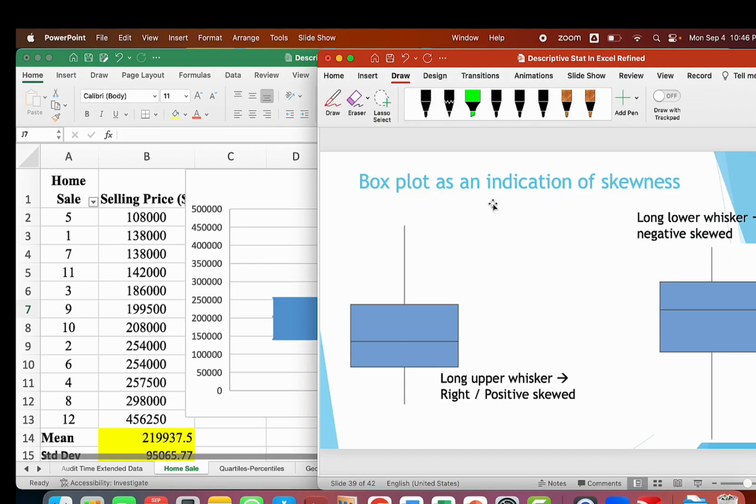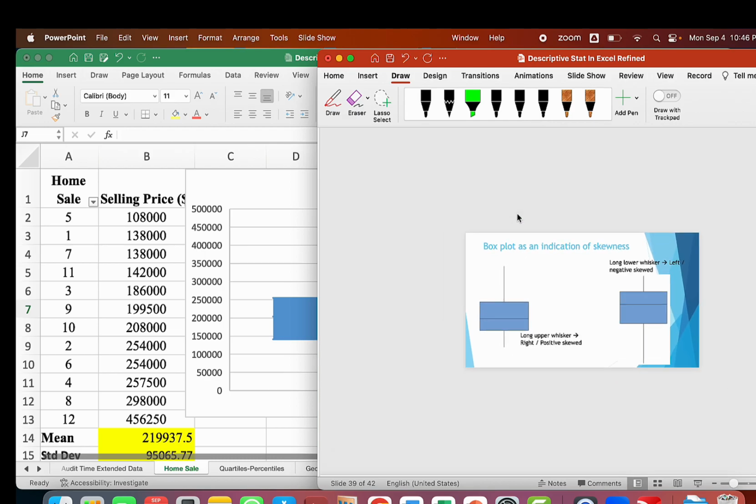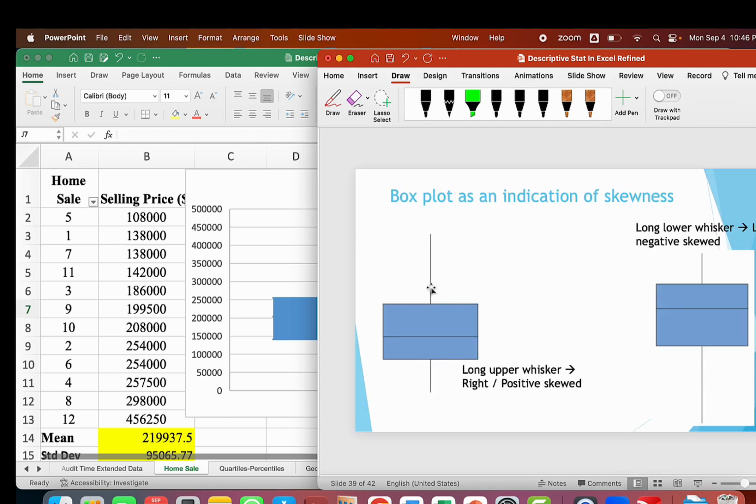Another benefit of a box and whisker plot is that it also helps us identify skewness in data. This figure shows a long whisker here. The upper whisker is longer than the lower whisker, and because the upper whisker represents higher values, if we make a histogram of this data, it will be right skewed or positive skewed. Similarly, in this one, the lower whisker is long compared to the upper whisker, which means there are some small values that can be considered outliers. So this one will be left skewed or negative skewed.